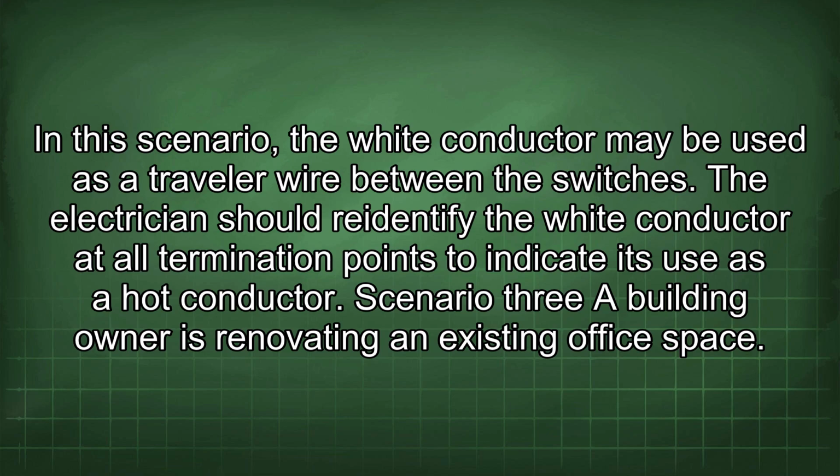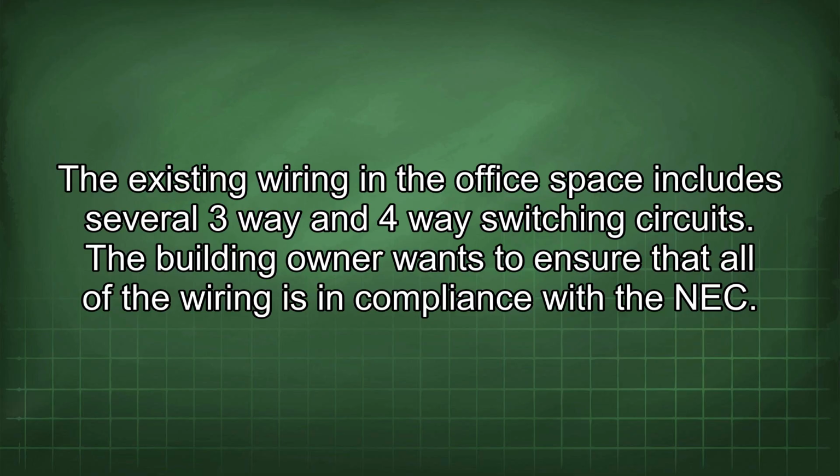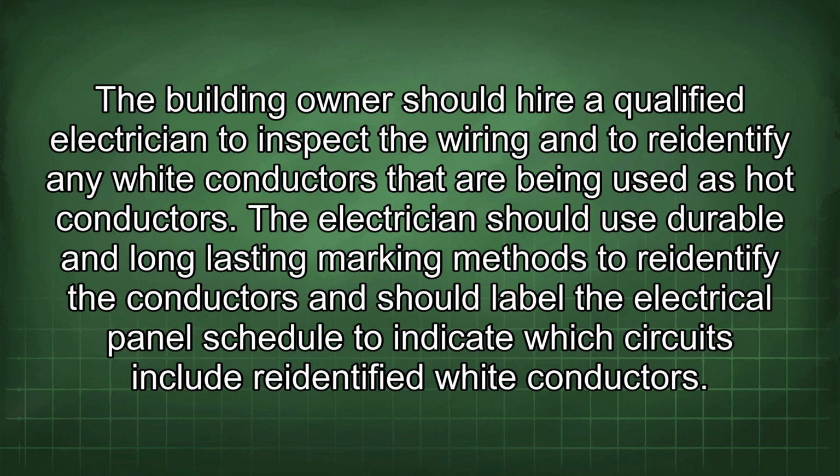Scenario 3: a building owner is renovating an existing office space. The existing wiring in the office space includes several 3-way and 4-way switching circuits. The building owner wants to ensure that all of the wiring is in compliance with the NEC. The building owner should hire a qualified electrician to inspect the wiring and to re-identify any white conductors that are being used as hot conductors. The electrician should use durable and long-lasting marking methods to re-identify the conductors and should label the electrical panel schedule to indicate which circuits include re-identified white conductors.